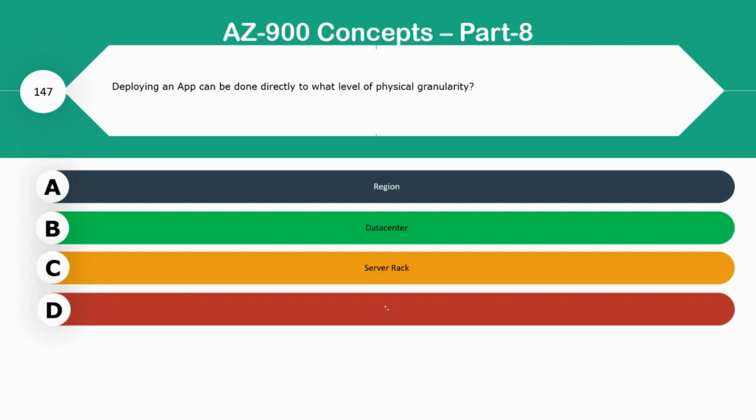Next question, deploying an app can be done directly to what level of physical granularity? So the question is, when you are deploying an application directly into a cloud environment, at what level of physical granularity can you do that? Is it at region level or data center level or server rack?